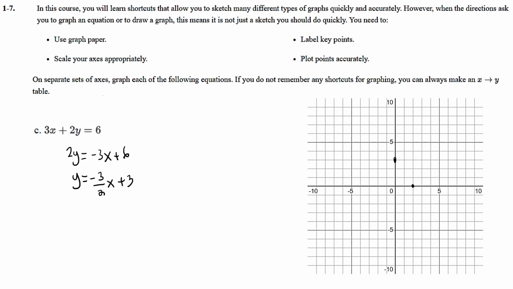1, 2, 3, 1, 2. I can also go up 3, left 2. Up 3, left 2. All right, and there's my line. Oops, I was doing good there for a second. Okay. Always make sure your arrows are outside the coordinate plane when you graph these.